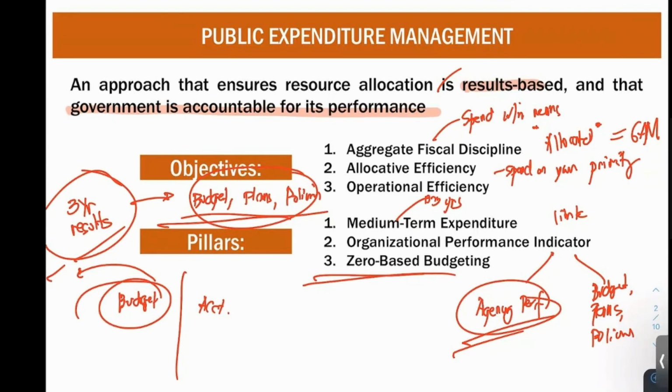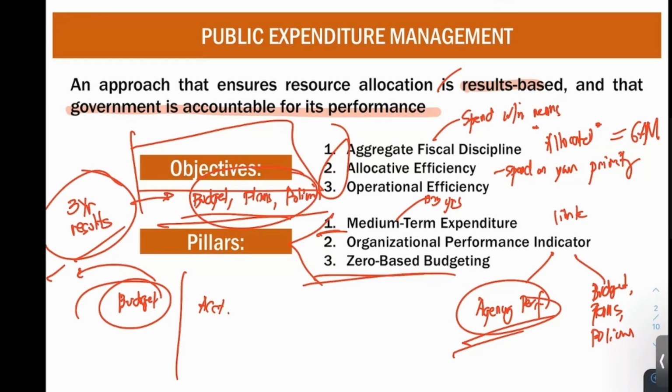So PEF, therefore, serves as a guideline in the creation of your national budget. That the objectives are this, and we can make use of these 3 pillars in creation. But normally, your national budget is based on a medium-term expenditure. Sometimes they also use zero-based budgeting. And again, you can also mix and match those items. But ultimately, we must meet our objectives: aggregate fiscal discipline, allocative efficiency, and operational efficiency.